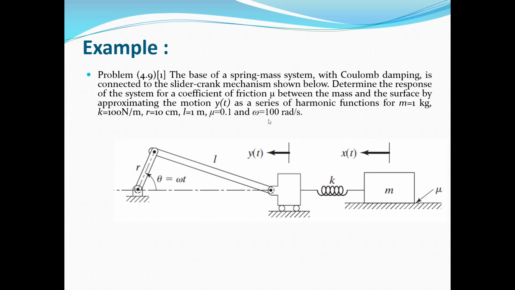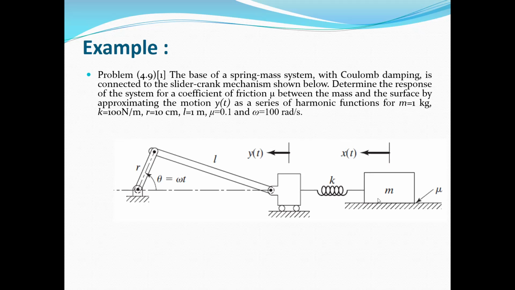So similar to the previous example, we can find the harmonic form for y(t), and we can extract the harmonic base motion in the form of a summation of two different harmonics. And then we can extract the equation of motion. This time we don't have viscous damping. We only have the Coulomb damping, or friction force, between the mass m and the surface.